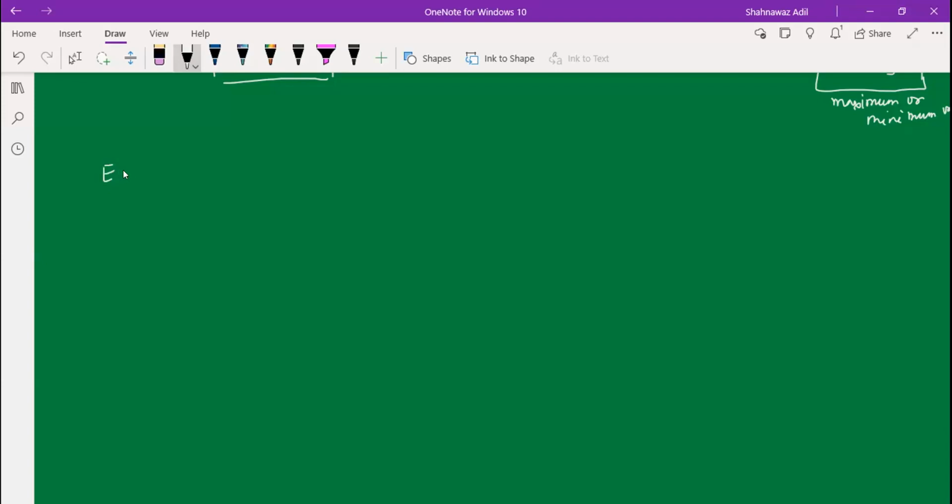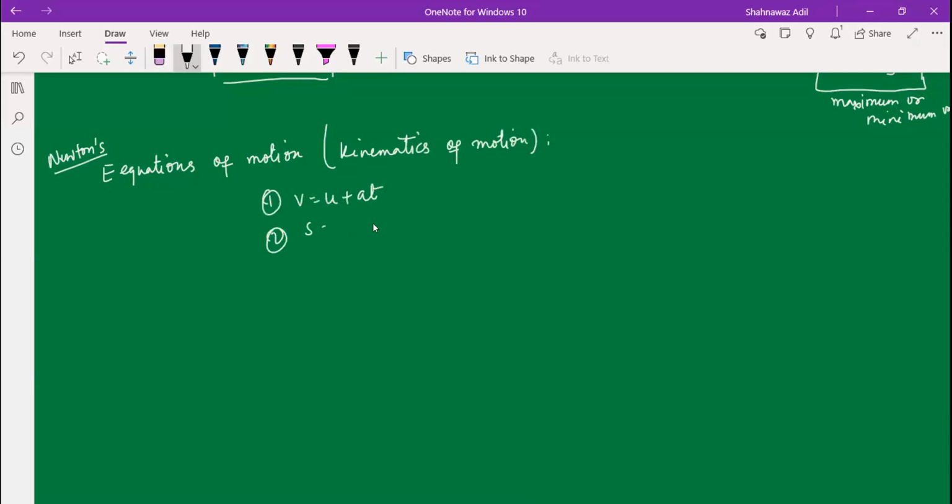These are called equations of motion, particularly Newton's equations of motion, and these are also called kinematics equations of motion: v is u plus at, and then s is ut plus half at square, and then v square minus u square is 2as.